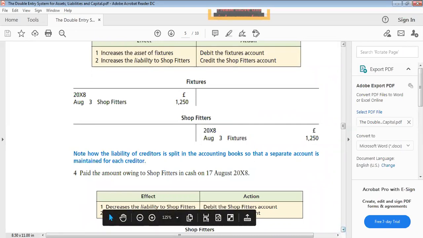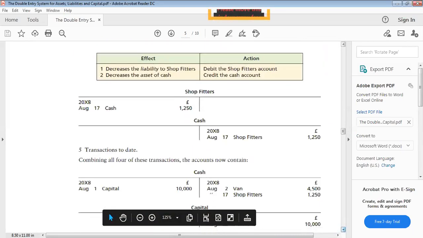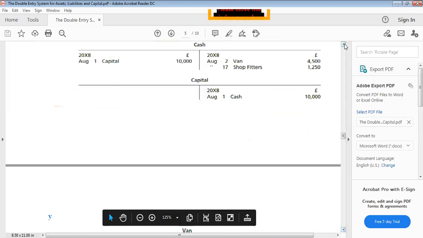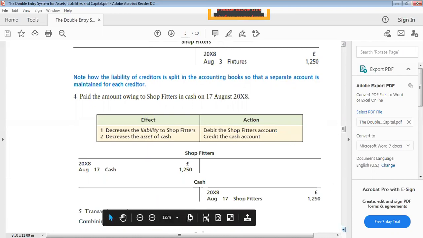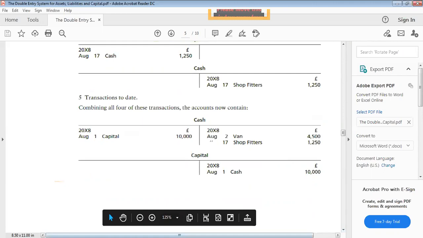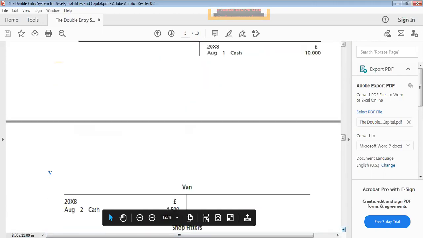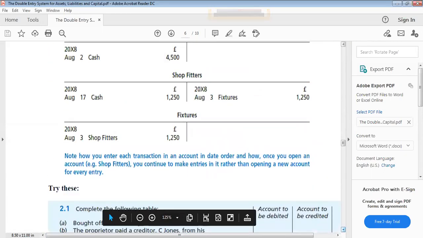Now there's another transaction with ShopFitters. In this case, with both what? Cash and ShopFitters. Good. So you would not need to open an account for Cash nor ShopFitters again, because you already have an account for what? Cash and one for what? ShopFitters. Good. So you don't need to open another account for them again.